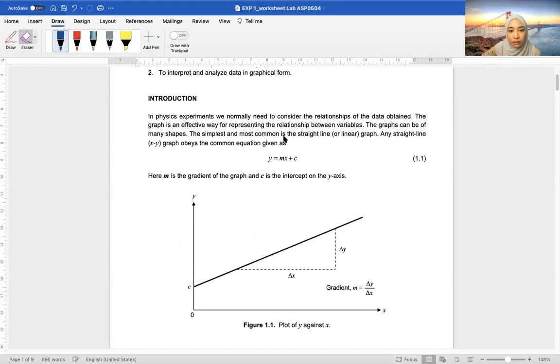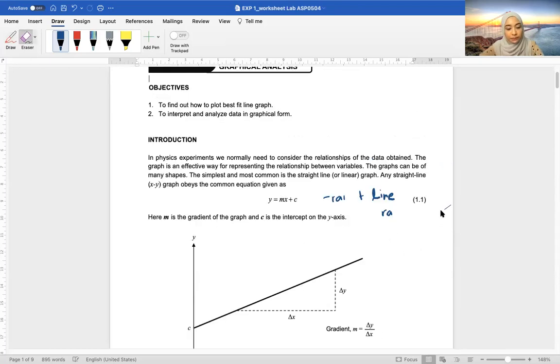Okay, so the simplest and most common is the straight line or linear graph. Any straight line XY graph obeys the common equation given as y equals to mx plus c. So this is your straight line graph. Okay, so kalau nak pakai graph ni, dia memang akan jadi straight line. Memang, confirm. Takkan jadi curve, takkan jadi wiggly sebab this is a straight line graph. Straight line punya equation. Kita tak akan cakap pasal non-straight line.